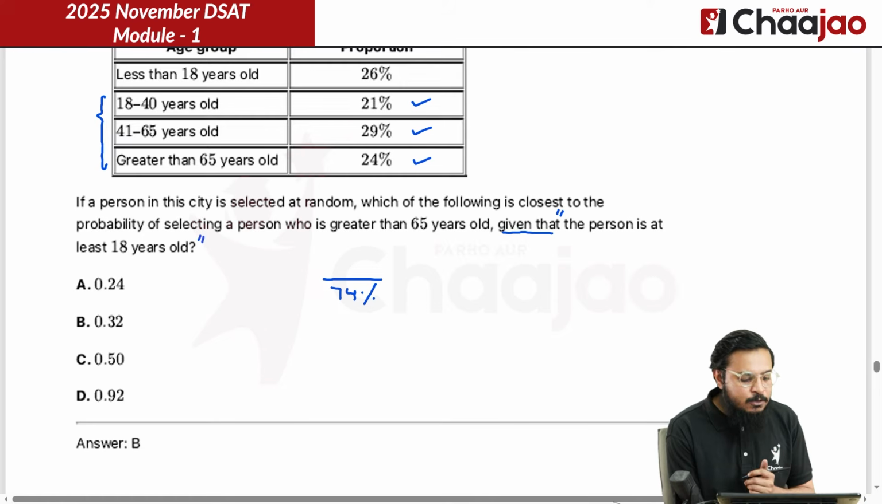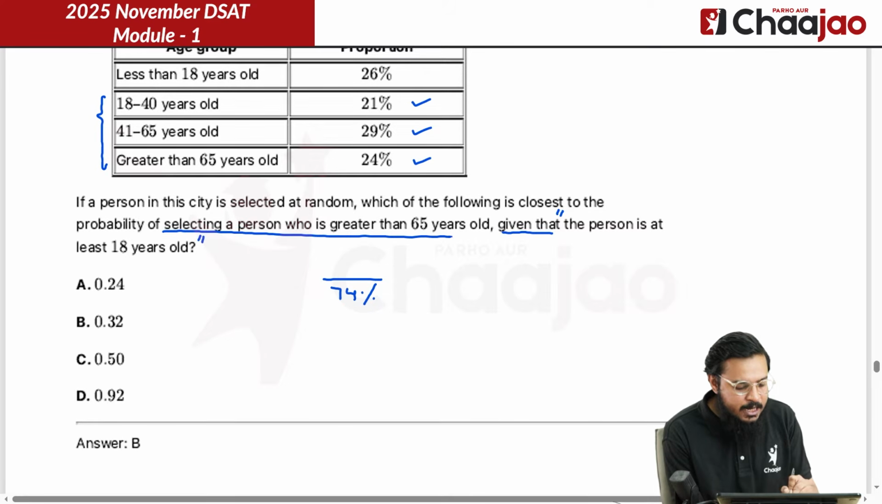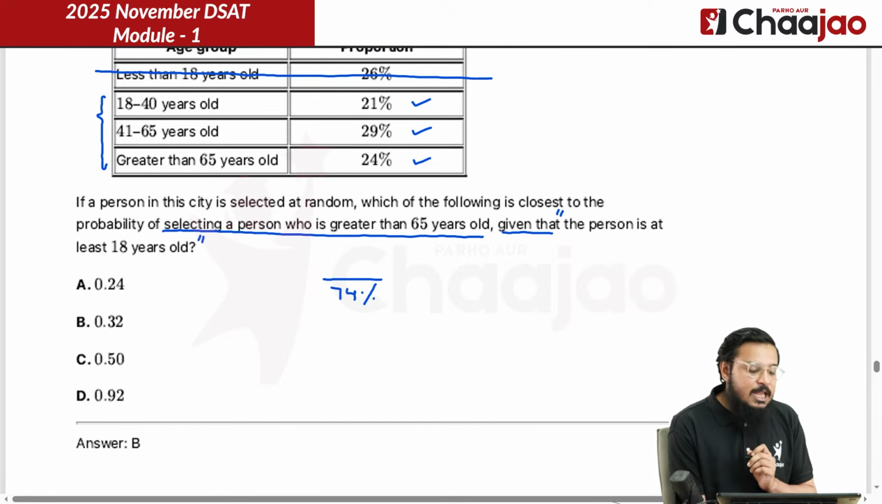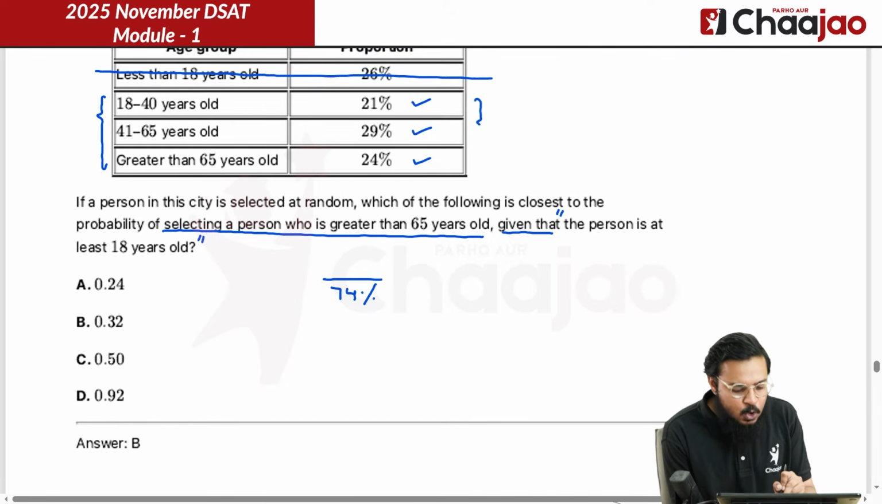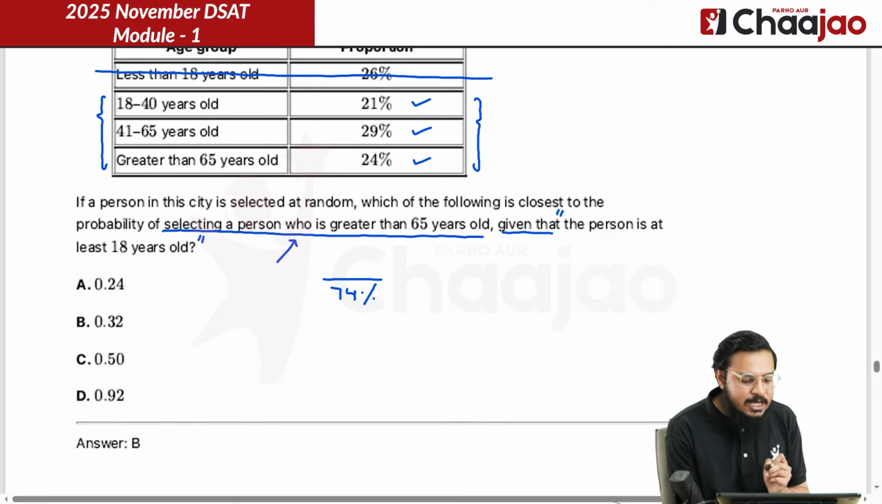Now what do I have to extract in my numerator? The probability of selecting a person who is greater than 65 years old. By the way, I'm not allowed to look at this row because no part of this row was part of my denominator. So you're going to completely eliminate this first row, and you're going to extract something from these 3 rows at the bottom. And what do you have to extract? Selecting a person who is greater than 65 years old.